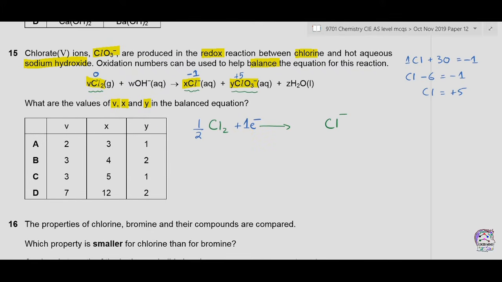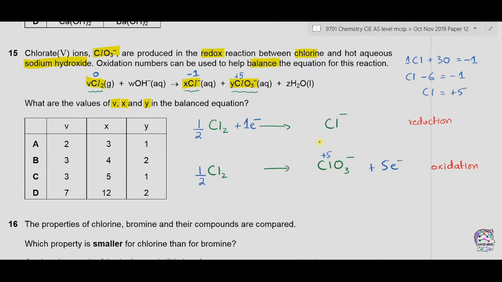Second equation is the oxidation from Cl2 to ClO3 negative. Again, in order to balance the number of chlorine atoms, we have 1 chlorine atom in the product, so I can write 1/2 with the reactants. As the oxidation state of Cl in the product is +5, so 0 to +5 means 5 electrons are lost by chlorine, so I can write 5 electrons. The first reaction is reduction and second reaction is oxidation.